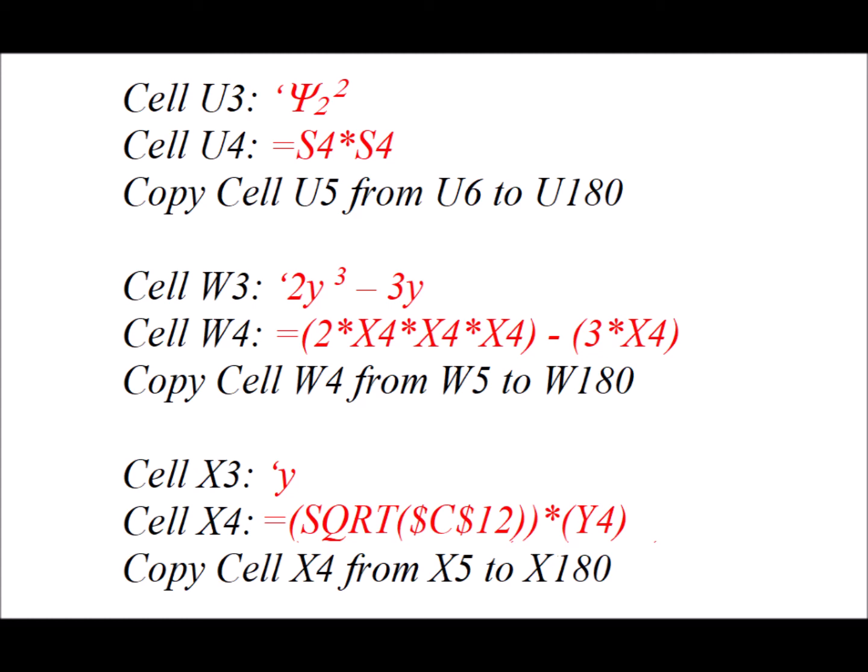Then in cell W3, we have the label 2y cubed minus 3y, that's the Hermite polynomial there. In cell W4, we compute that from the value of y that's computed. You'll see in cell X4. We copy cell W4 from W5 to W180. In cell X3, we have the label y. In cell X4, we compute y, and then we copy cell X4 from X5 to X180.